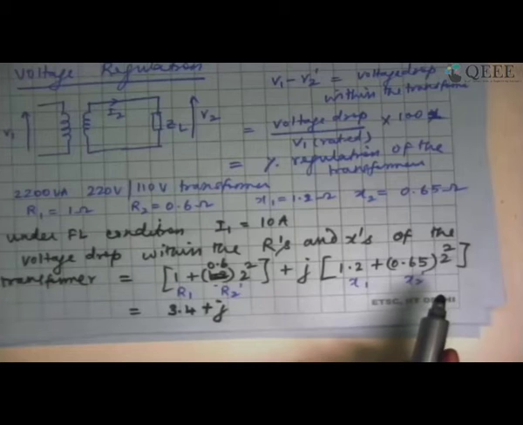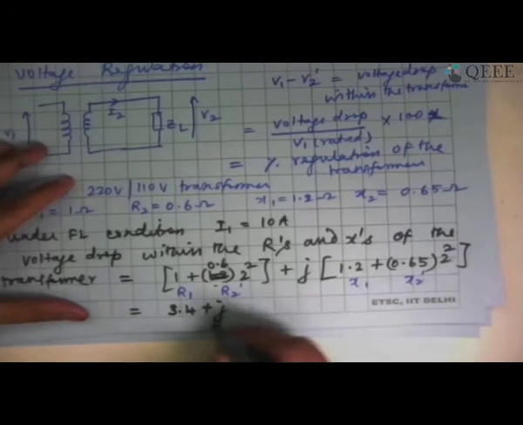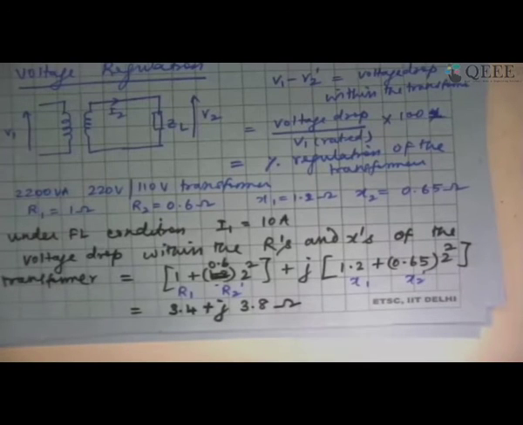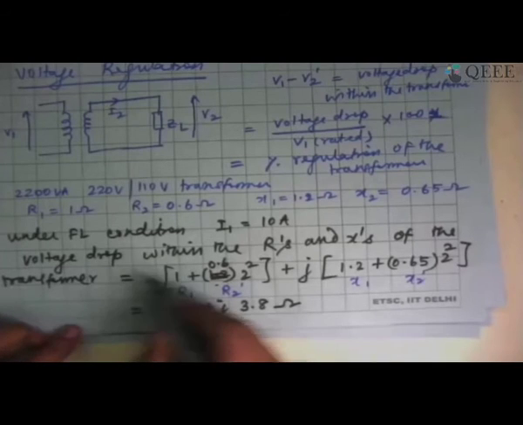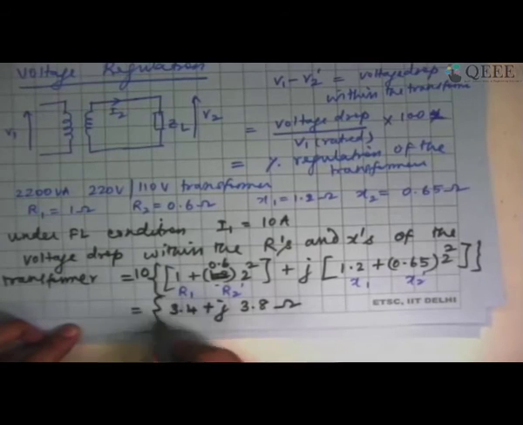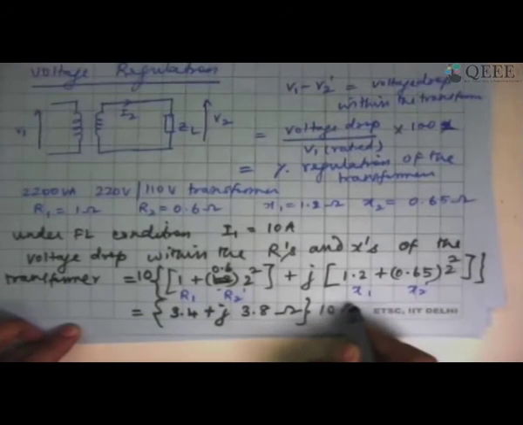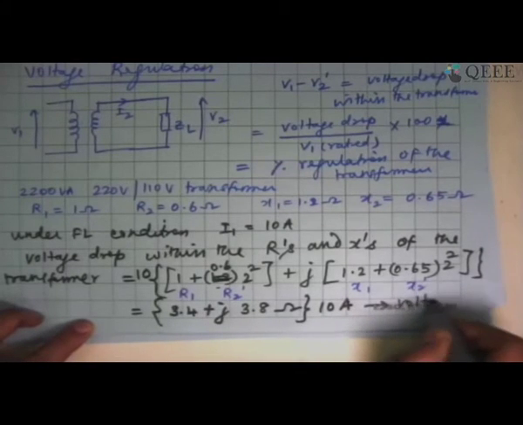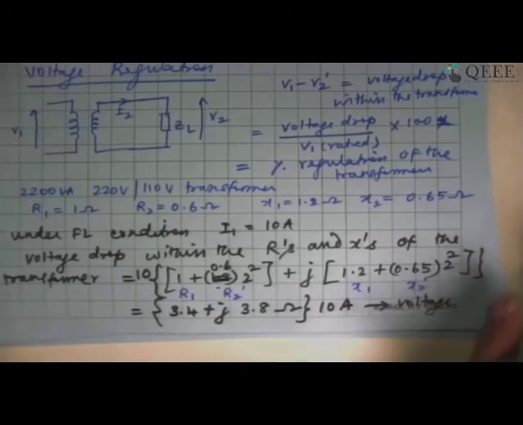So 0.65 × 4 is how much? 2.6 I suppose. So 2.6 plus 1.2, so that is 3.8. So this is the total impedance of the transformer. This has to be multiplied by 10 amperes. So this is ohm, that is ampere. So the total voltage drop will be here. This will be the voltage drop that I will be getting.